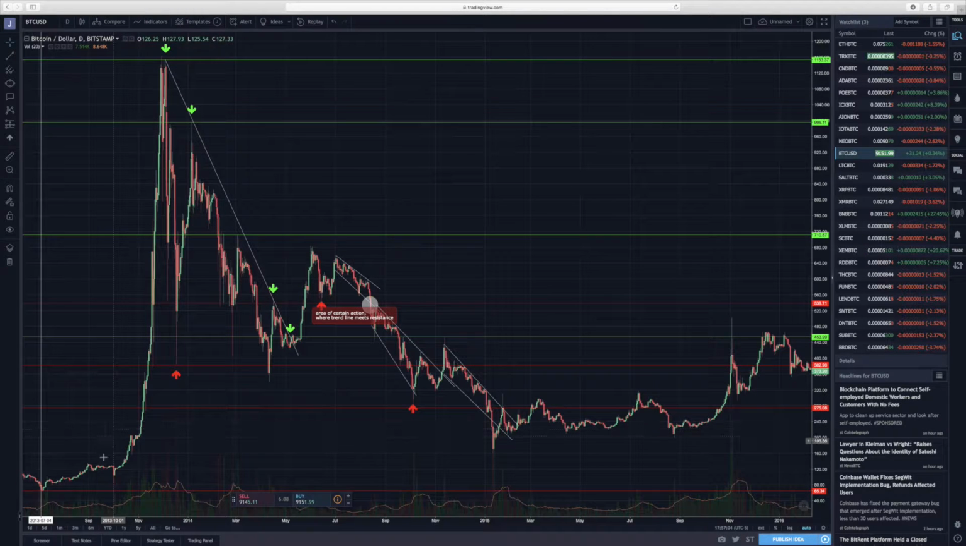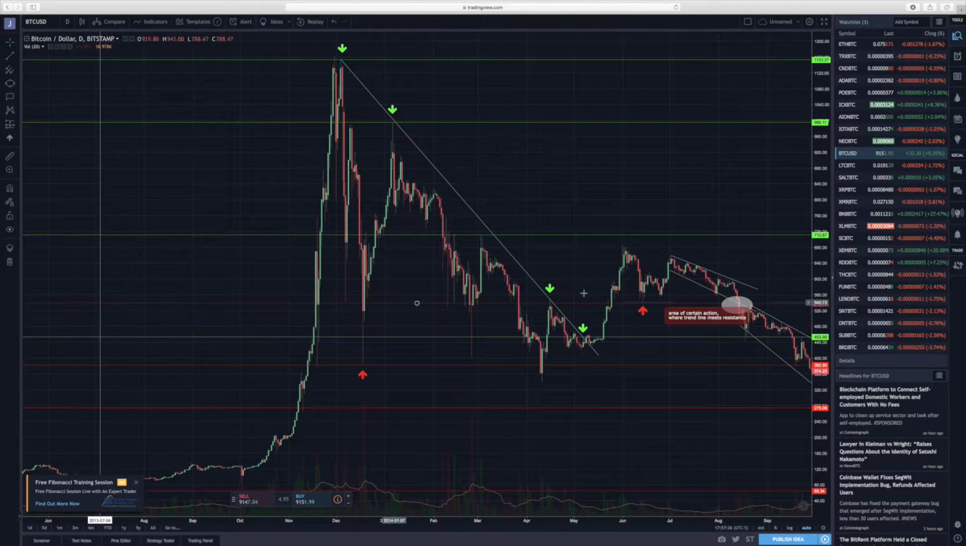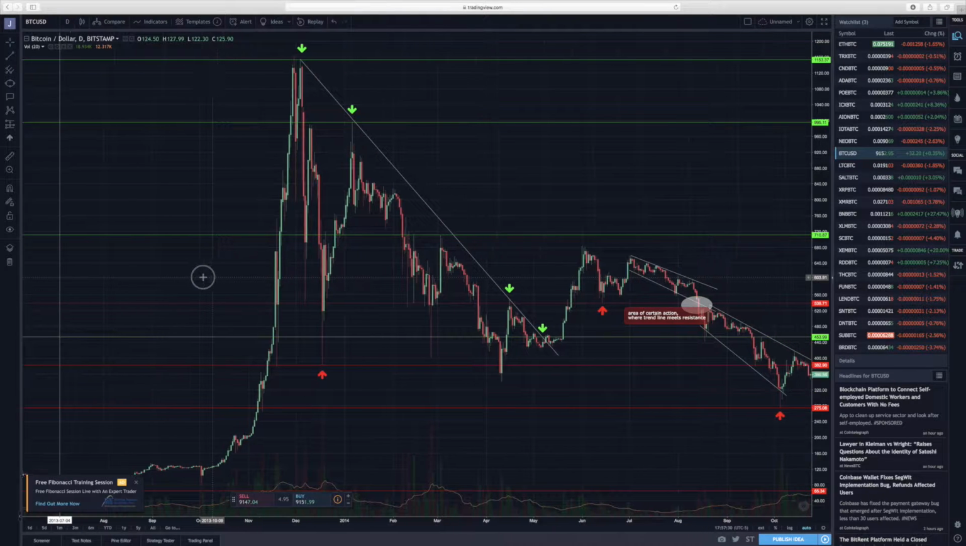So I did my support and resistances. One here, one here, one here, another one here, another one here, another one here. So this day here, this is where we're starting. We're just gonna go a few days or a couple months into the future.